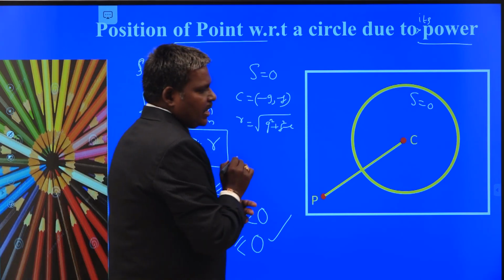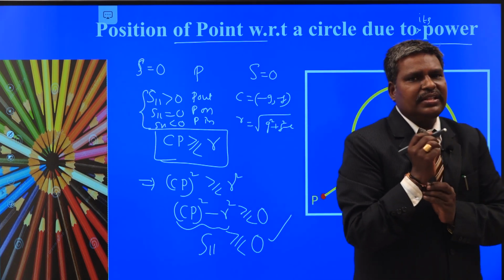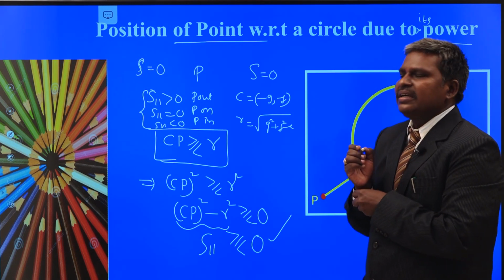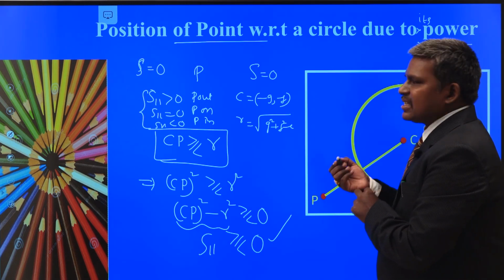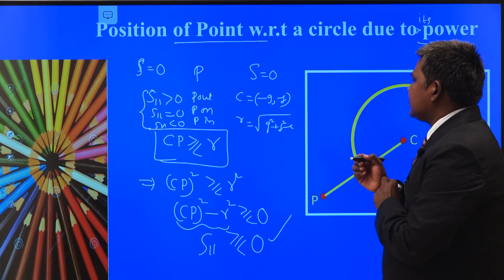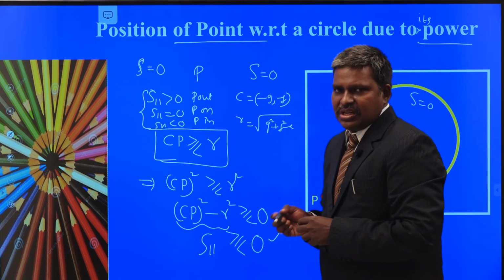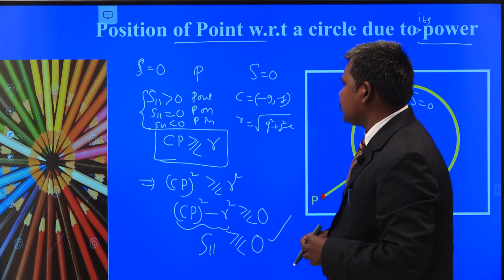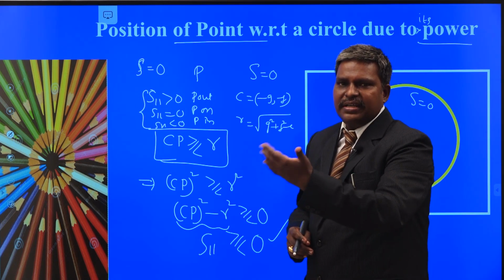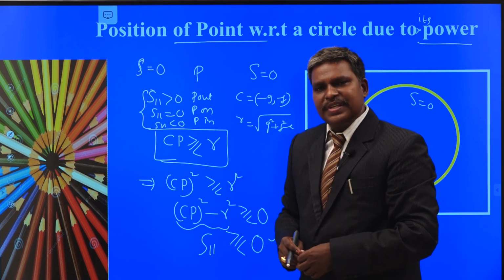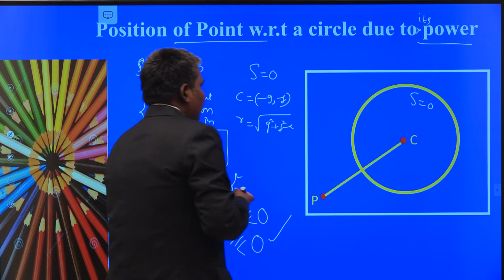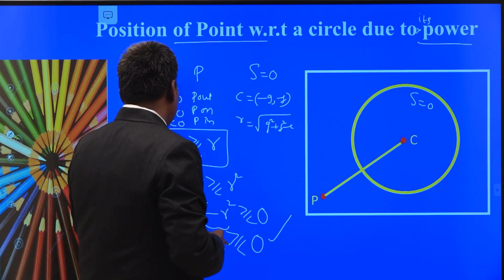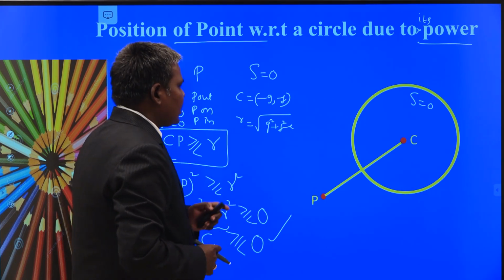In this manner, we can show whether the point is inside, outside, or on the circle. No need to find the distance Cp and the radius and Cp minus r. We can't find all these things. Just substitute the point in the equation of the circle itself, and we obtain the position of the point with respect to the circle. S11 greater than 0, outside; equal to 0, on; less than 0, inside of the circle. So it is the way to find out the position of the point with respect to the power of the point with respect to the circle. Understand? This is the corresponding diagram.